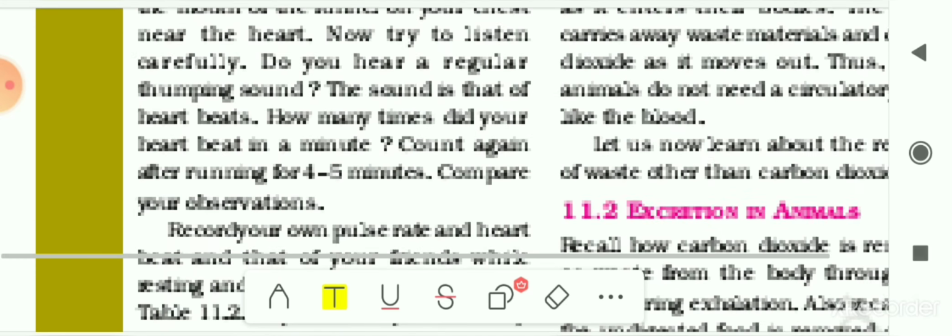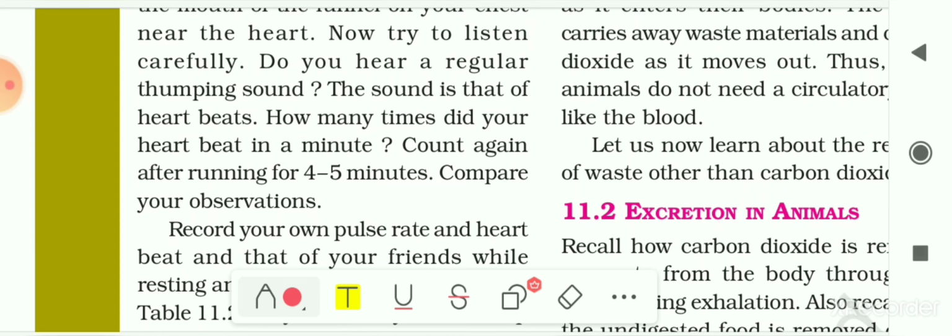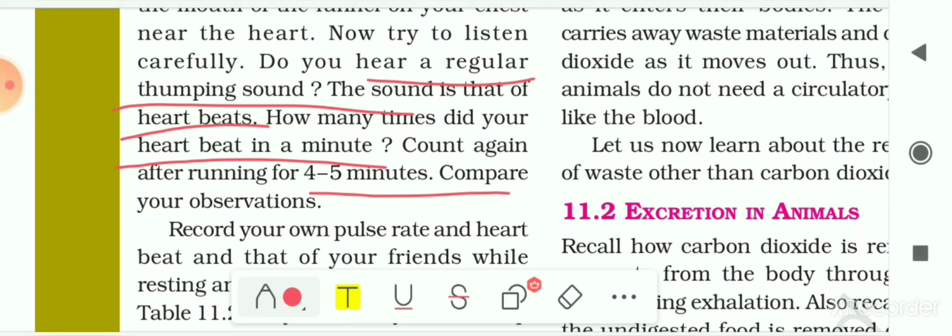After performing this activity, you have to answer some questions. Do you hear a regular thumping sound, or a sound like something is beating? The sound is a heartbeat. So that sound is known as the heartbeat, that is the sound of the heart beating. How many times does your heart beat in a minute? You have to count that, and again count after running for 4 to 5 minutes, and then compare your observations.